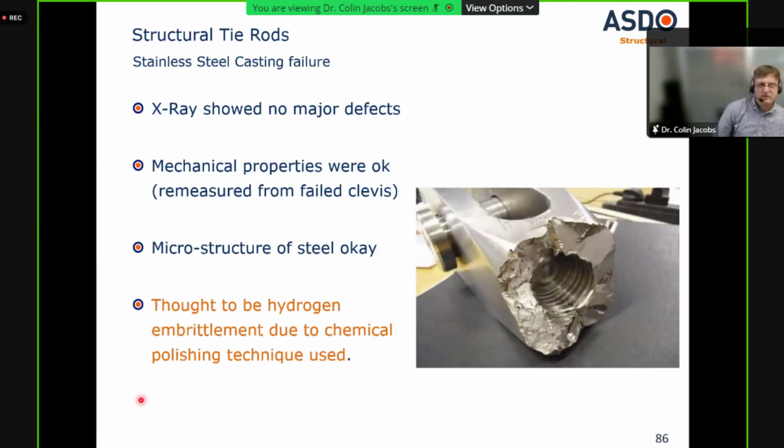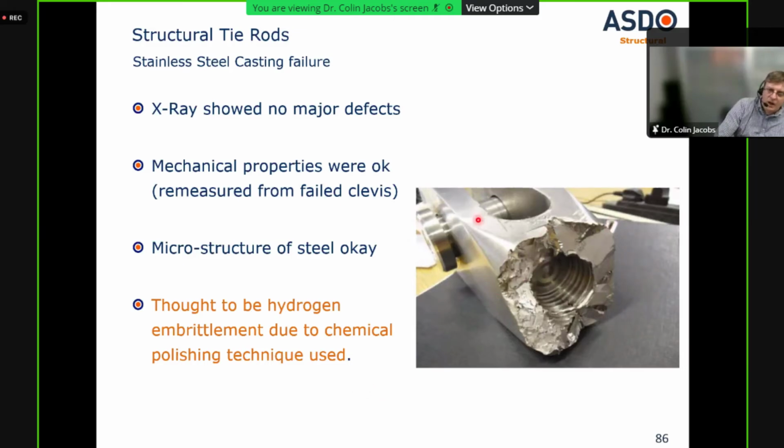Another failure we've seen in the field is a stainless steel casting failure. This is quite unusual, where the product was investigated and it was found to meet all properties, met full specification, absolutely nothing wrong with it, even down to the microstructure of the steel looks good. And so the only thing we could attribute this failure to was hydrogen embrittlement.